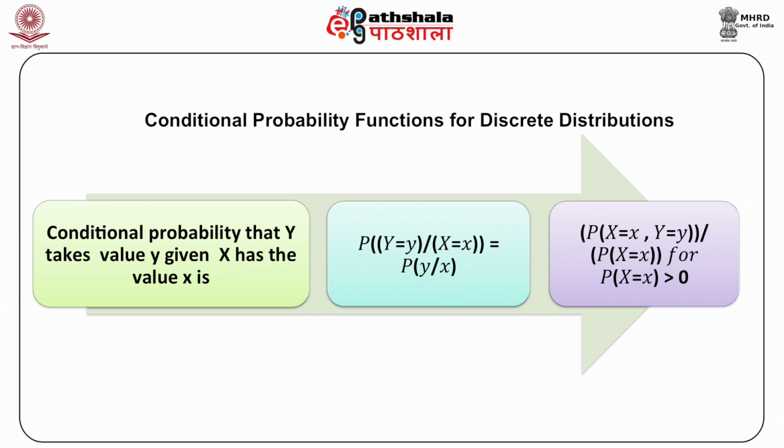Given two discrete random variables X and Y, the conditional probability that Y takes on the value small y given that X has the value small x is P(Y = y | X = x), which is equal to P(y|x), which is equal to P(X = x, Y = y) divided by P(X = x), for P(X = x) greater than 0.